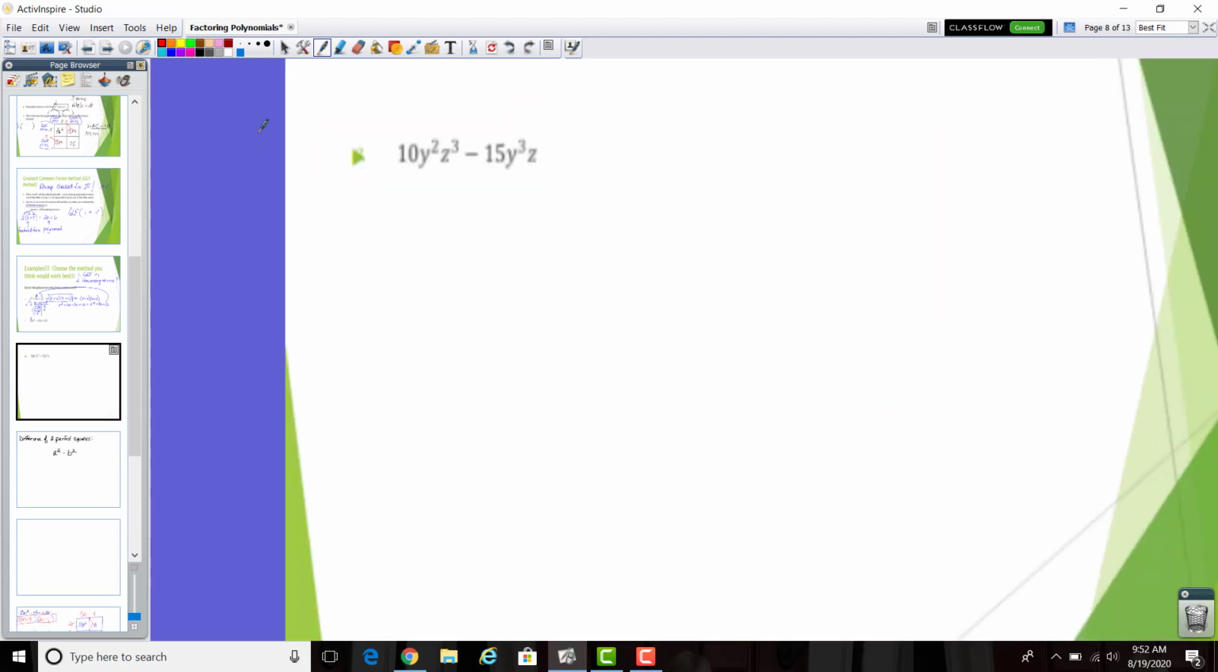Let's look at one more example. Okay, now right now this is two terms. We've got 10y squared z cubed minus 15y cubed z. That means we only have two terms. That eliminates chart and box. So right now, the only method we have to use is GCF. Now we know in the GCF we're looking for a greatest common factor to go here. And in this case, since I start with two terms that are separated by a minus, my polynomial factor is going to have two terms in it.